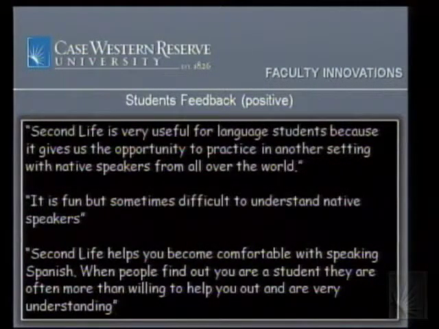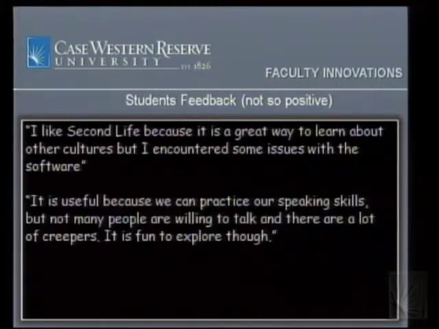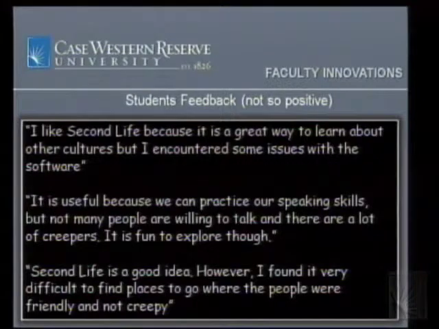Second Life helps you become comfortable speaking Spanish. When people find out you are a student, they are often more than willing to help you out and very understanding. So I usually, if I'm going with the classroom to a specific island, I would go before and tell them I'm bringing some students, and then just have a couple of people prepared to speak with them in Spanish.